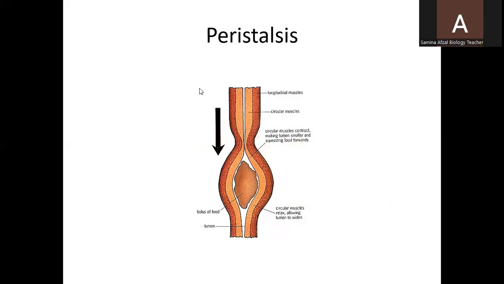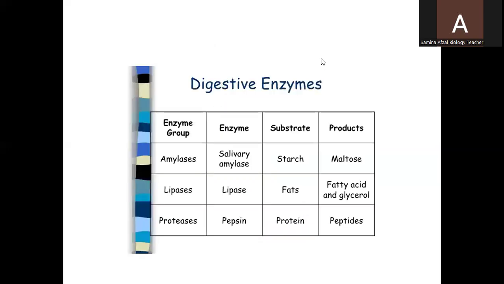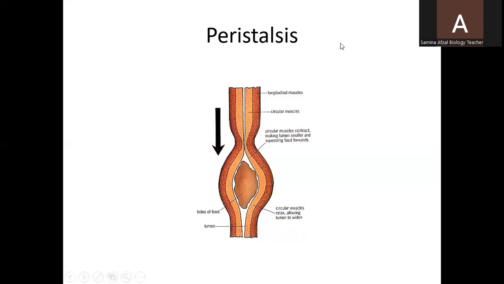And here you can see how movement in the digestive tract takes place. That is, from when the food enters the mouth, and then it enters the esophagus, stomach, small intestine and large intestine. At that time, there is a special type of movement which is called peristalsis.